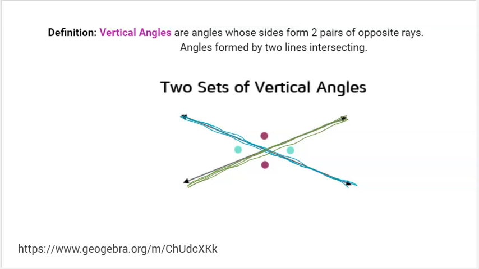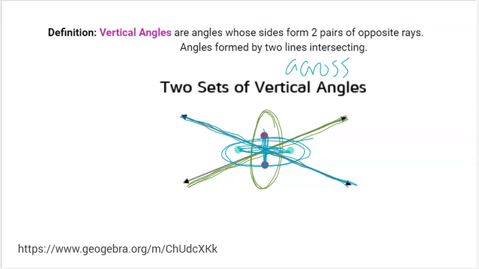So vertical angles would be the angles across from each other. So we have the pink pair, and then we have the blue pair. Those would be vertical angles. They're the angles across from each other, not the angles that are touching each other. So kind of if you draw a line from one to the other, you would draw a vertical line, like a straight line. They go across, so across from one another, not touching angles.